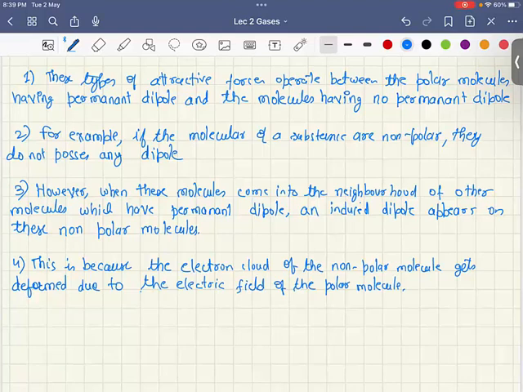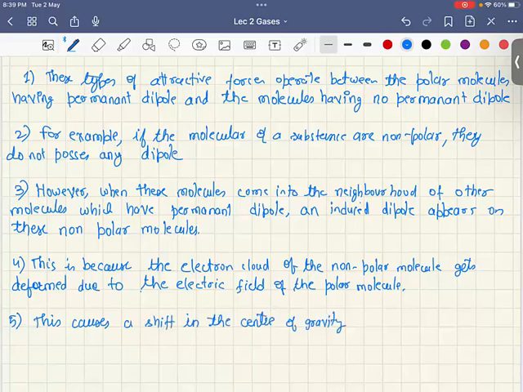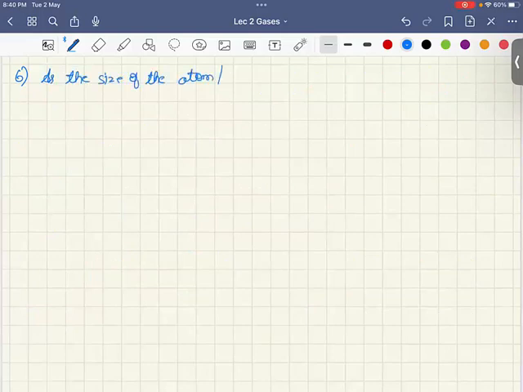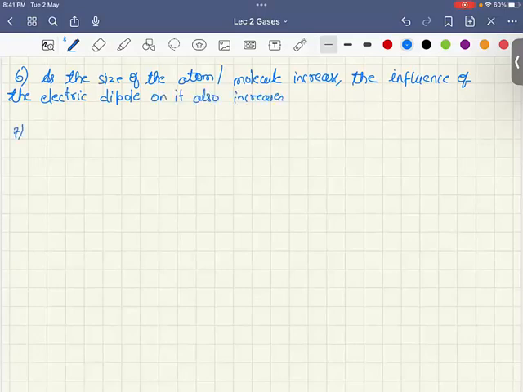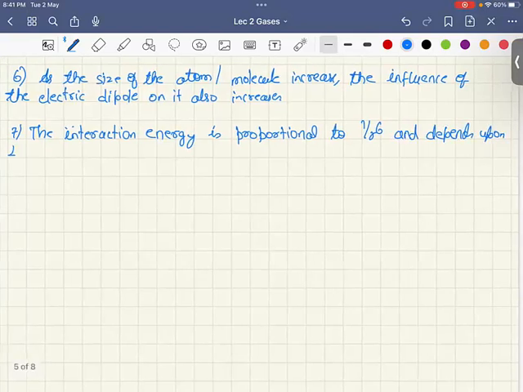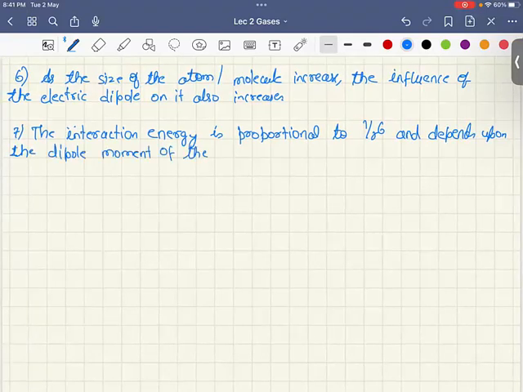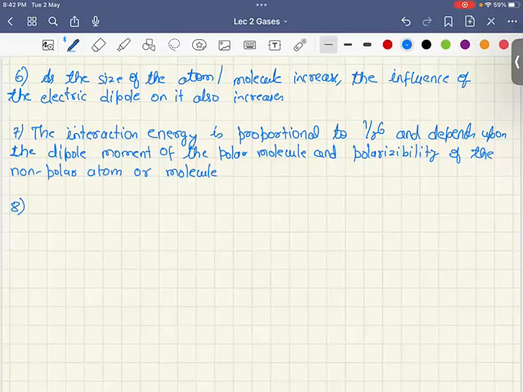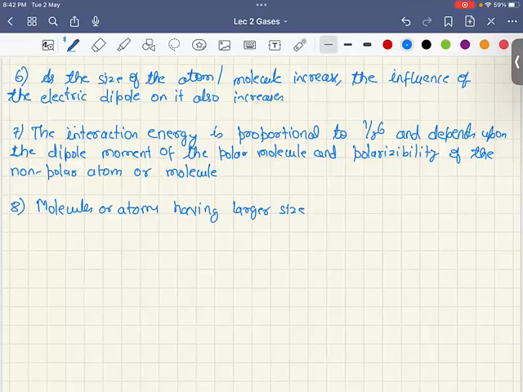This causes a shift in the center of gravity of the negative charge relative to the nuclear charge, and results in the formation of an induced dipole moment. As the size of the atom or molecule increases, the influence of the electric dipole on it also increases. The interaction energy is proportional to 1 by r to the power 6. This depends upon the dipole moment of the polar molecule and polarizability of the non-polar atom or molecule. Molecules or atoms having larger size have more tendency to get polarized.